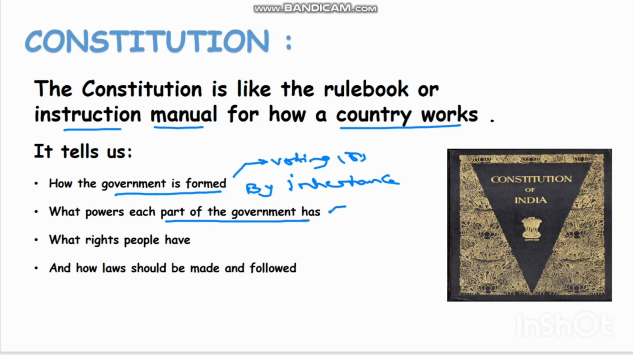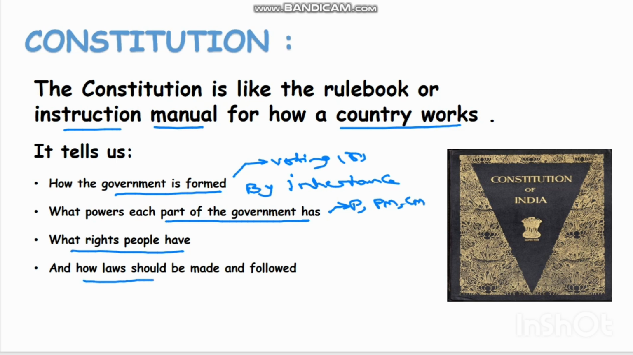The constitution tells about the powers of the office of the president, the office of the prime minister, the office of the chief minister, and the cabinet and state cabinet. It tells about the rights people have, the fundamental rights, how people can enjoy their rights, and if any right is violated, how they can approach the judiciary.